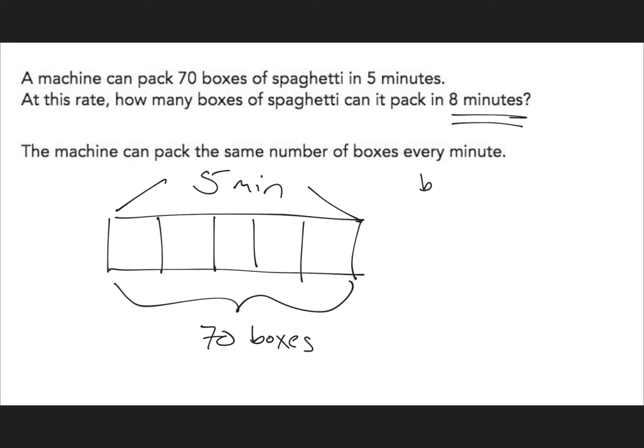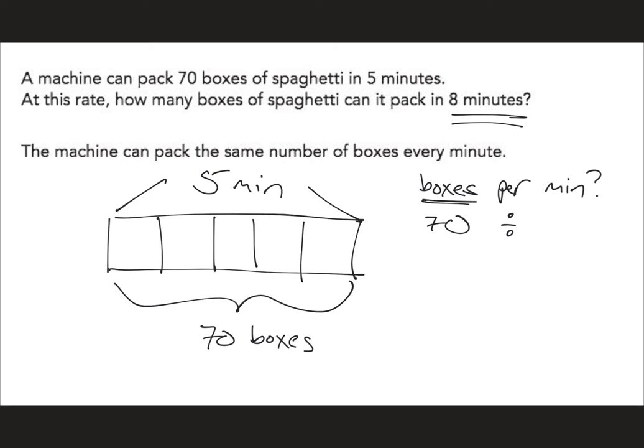So we want to find out how many boxes it can pack in 1 minute. Once we find 1 minute, we can find anything. Okay, any thoughts on how we do that? We want to find the number of boxes per minute. Do you divide? We do. Per means we're going to divide. And once again, rates tell us what to do. We're going to take the boxes divided by the minutes. So then you do 70 divided by 5.